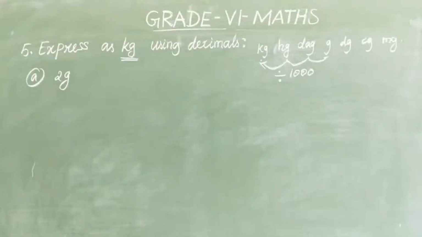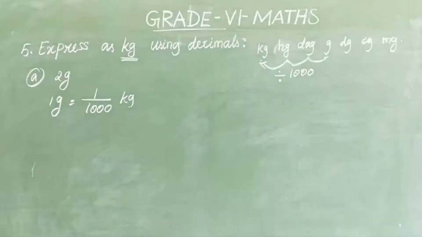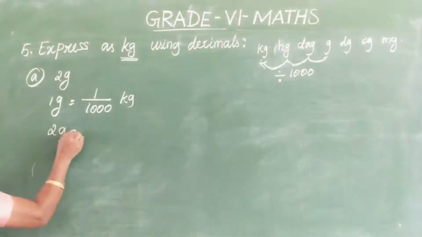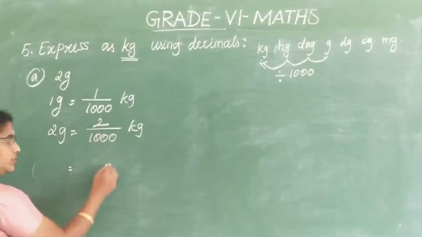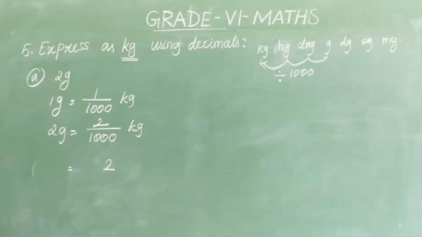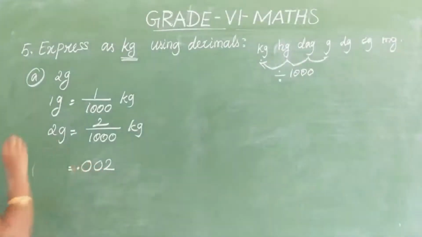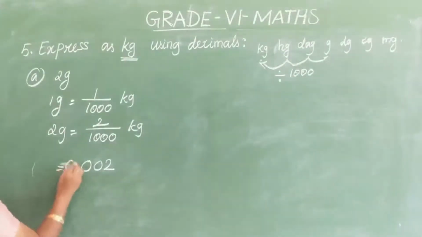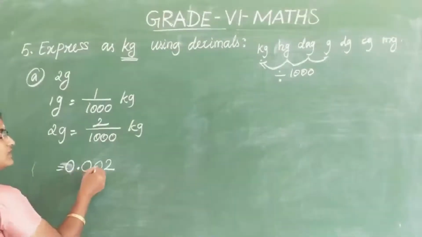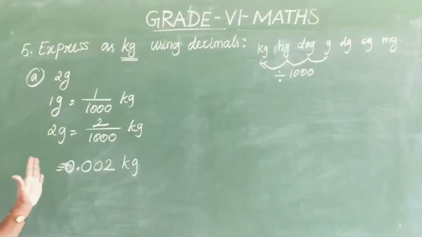Understand? So you know 1 kilogram equal to 1000 gram. Likewise, 1 gram equal to 1 by 1000 kilogram. So 2 gram, 2 by 1000 kilogram. Now write in a decimal form. That is 2. How many zeros? 3 zeros. So we move 3 digits before. So 1, 2, 3, keep the point before 3 digits. Then there is no digit in the whole number part, so 0. 0.002 kilogram. Clear? Understand?